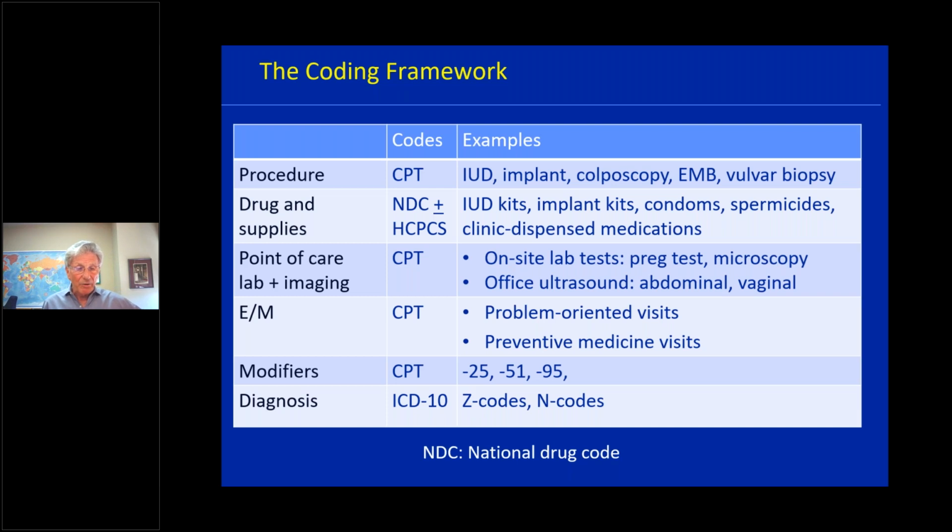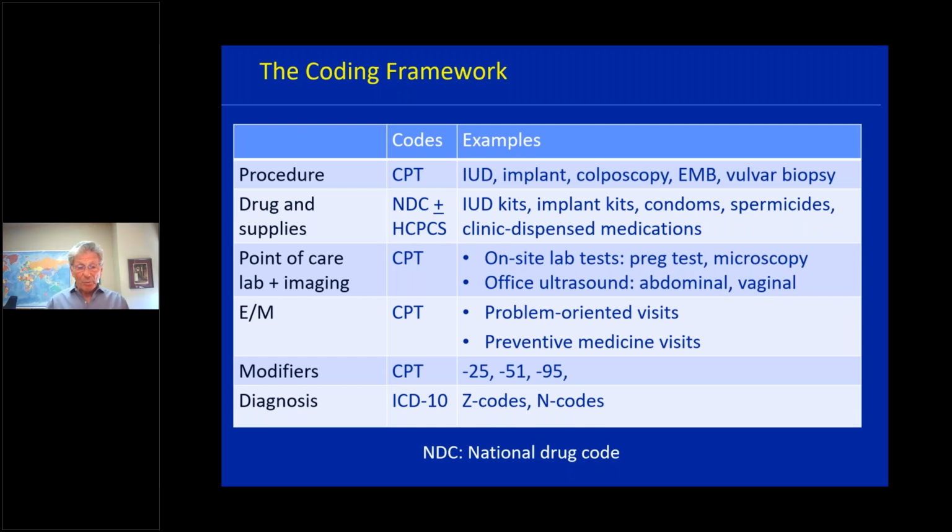So that's how you bill for an IUD insertion kit, for an implant insertion kit, for condoms, spermicides, any other clinic dispensed medication. Next, you can bill for certain point of care, meaning done in your office, laboratory tests or imaging tests. In the case of an on-site laboratory, it would be a pregnancy test or a microscopy of a vaginal discharge. Or in some cases in Family PACT, much more in Medi-Cal, it would be billing for an office ultrasound, like an abdominal ultrasound or a vaginal ultrasound. Number 4 is what's the level of the E&M code?